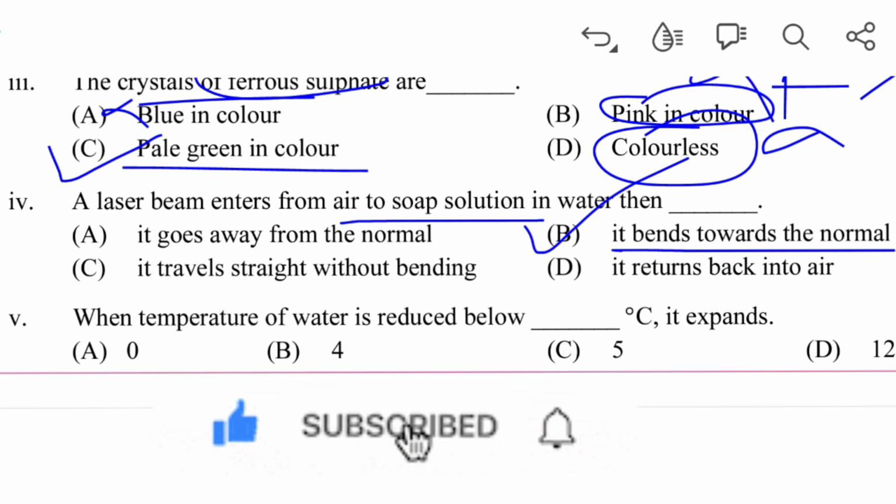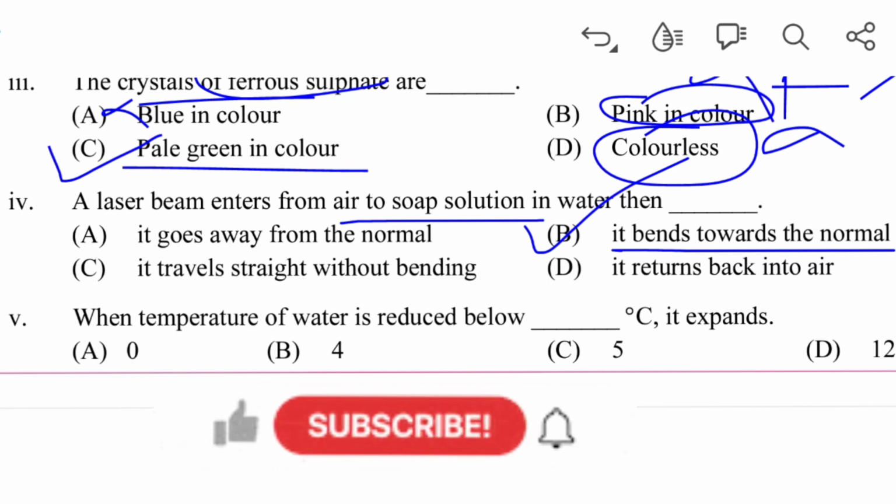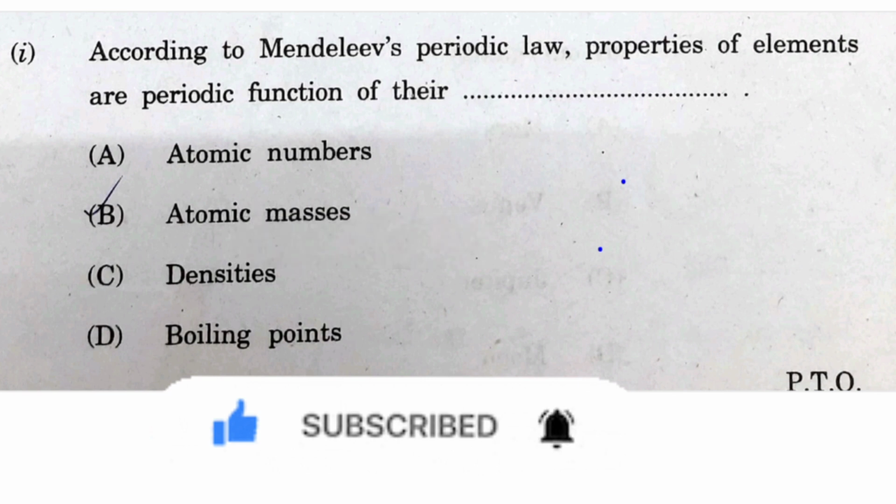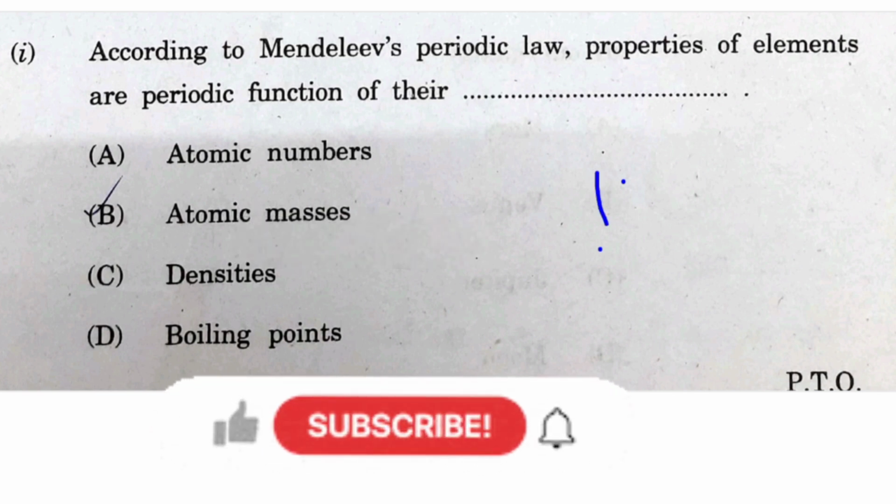When the temperature of the water is reduced, again this question is directly repeated from the previous year's question, or we can say it is copied as it is from the March question paper. So when the temperature of the water is reduced below 4 degrees Celsius, it expands. So what will be your answer? The answer will be B.